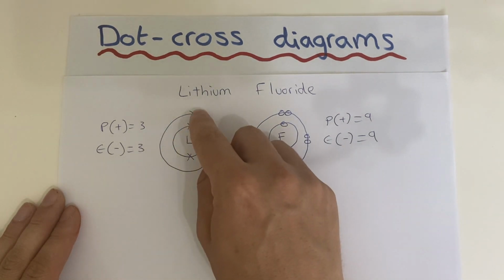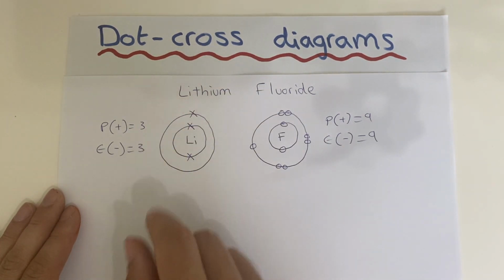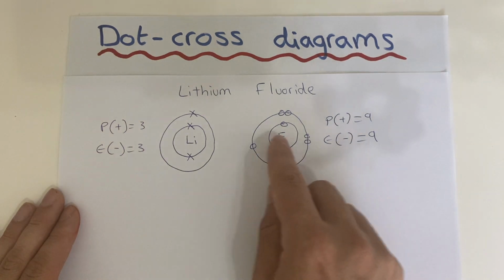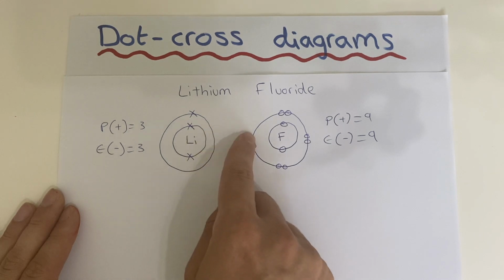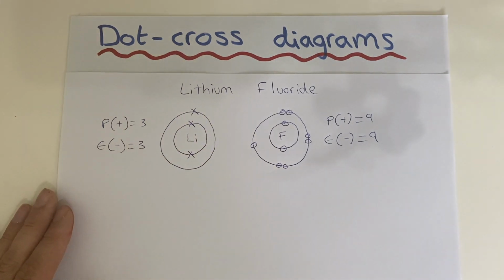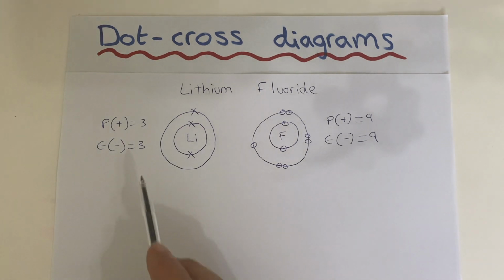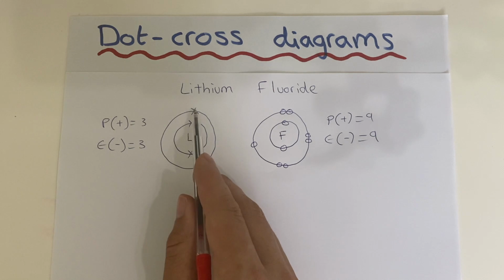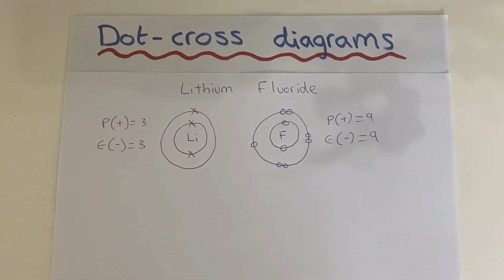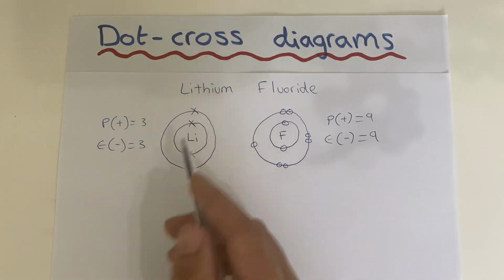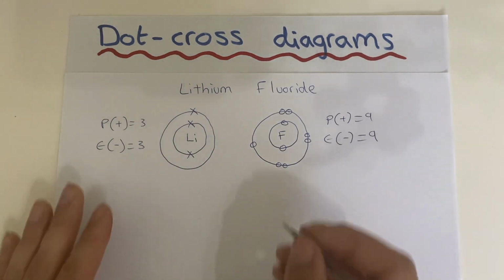Well, it's going to be easier for it to lose 1 electron and then it will have a full outer shell. Fluorine, it would be easier for it to accept 1 electron. It's got 7 in its outer shell at the minute. If it accepts 1 more, then it's got 8 and it's got a full outer shell also. So what we can do is represent an electron transfer with an arrow, where lithium could donate an electron and fluorine would gladly accept that electron to make lithium stable and fluorine stable.